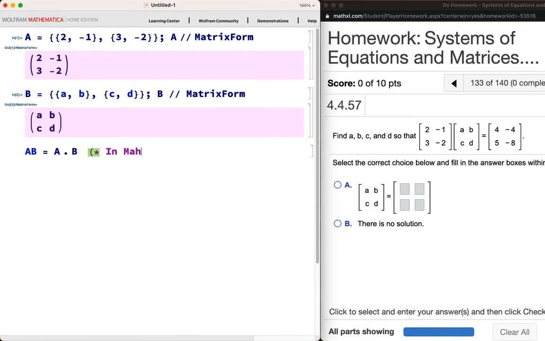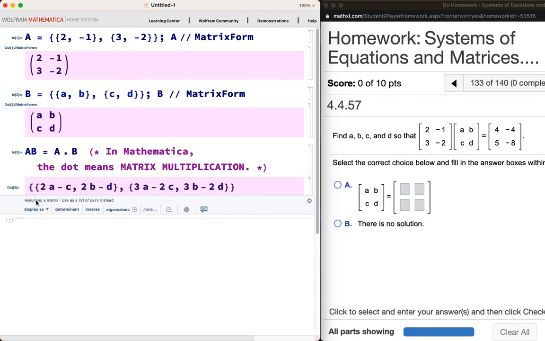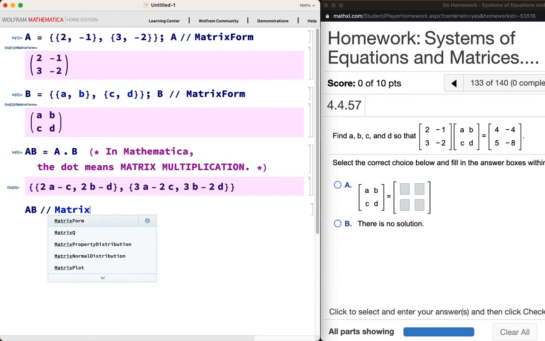In Mathematica, the dot means matrix multiplication. Okay? And let's make that look pretty so we can see what we're dealing with.